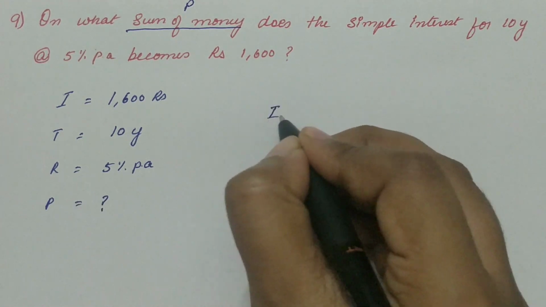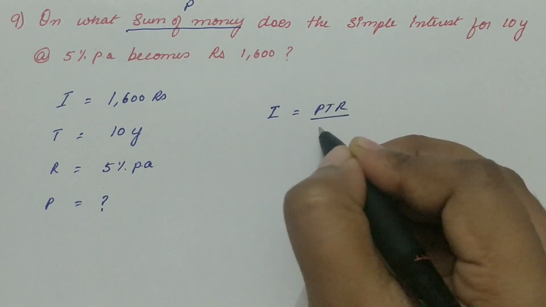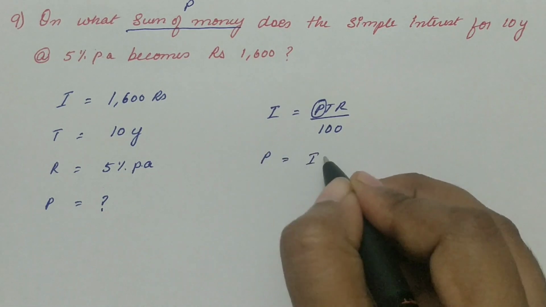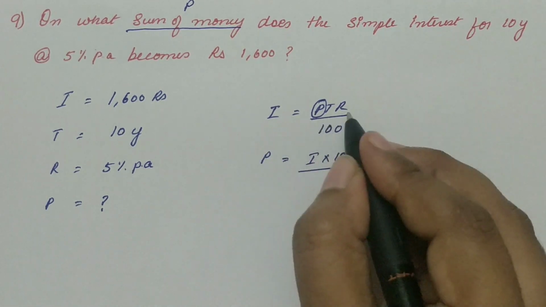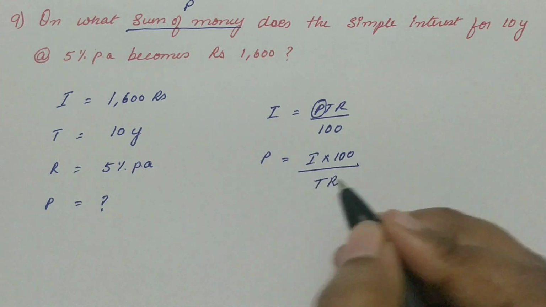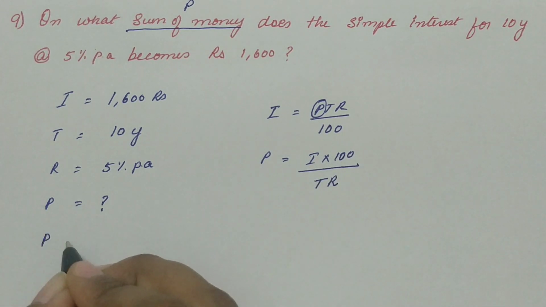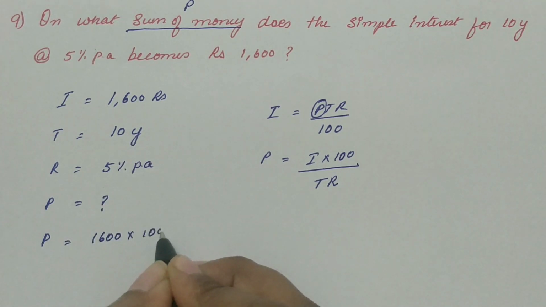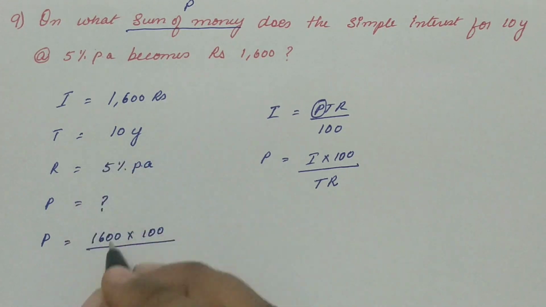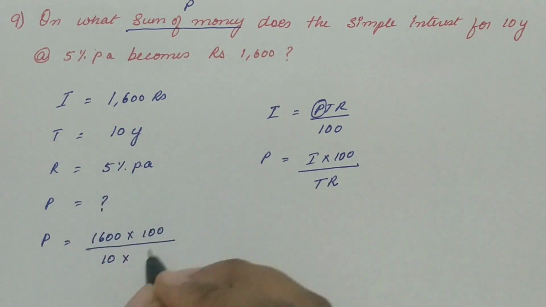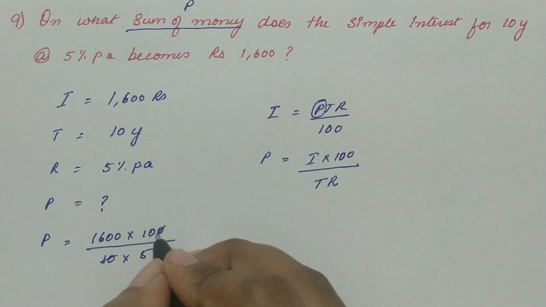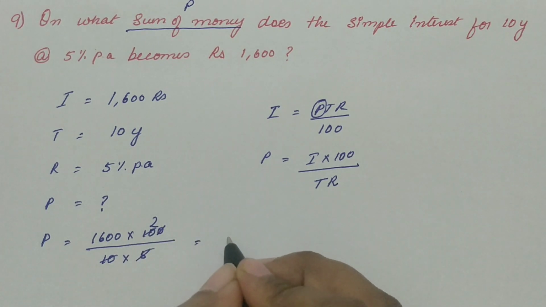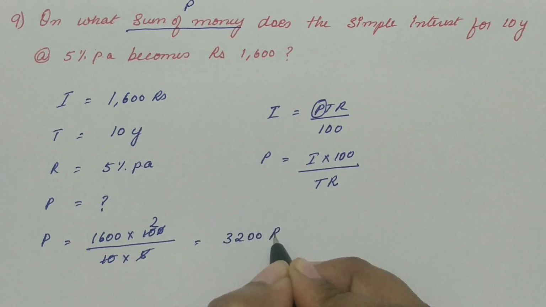We know I equals PTR by 100. From this, P equals I into 100 divided by TR. So P equals 1600 into 100 divided by 10 into 5. 10 times 5 is 2, 1600 into 2 equals 3200 rupees.